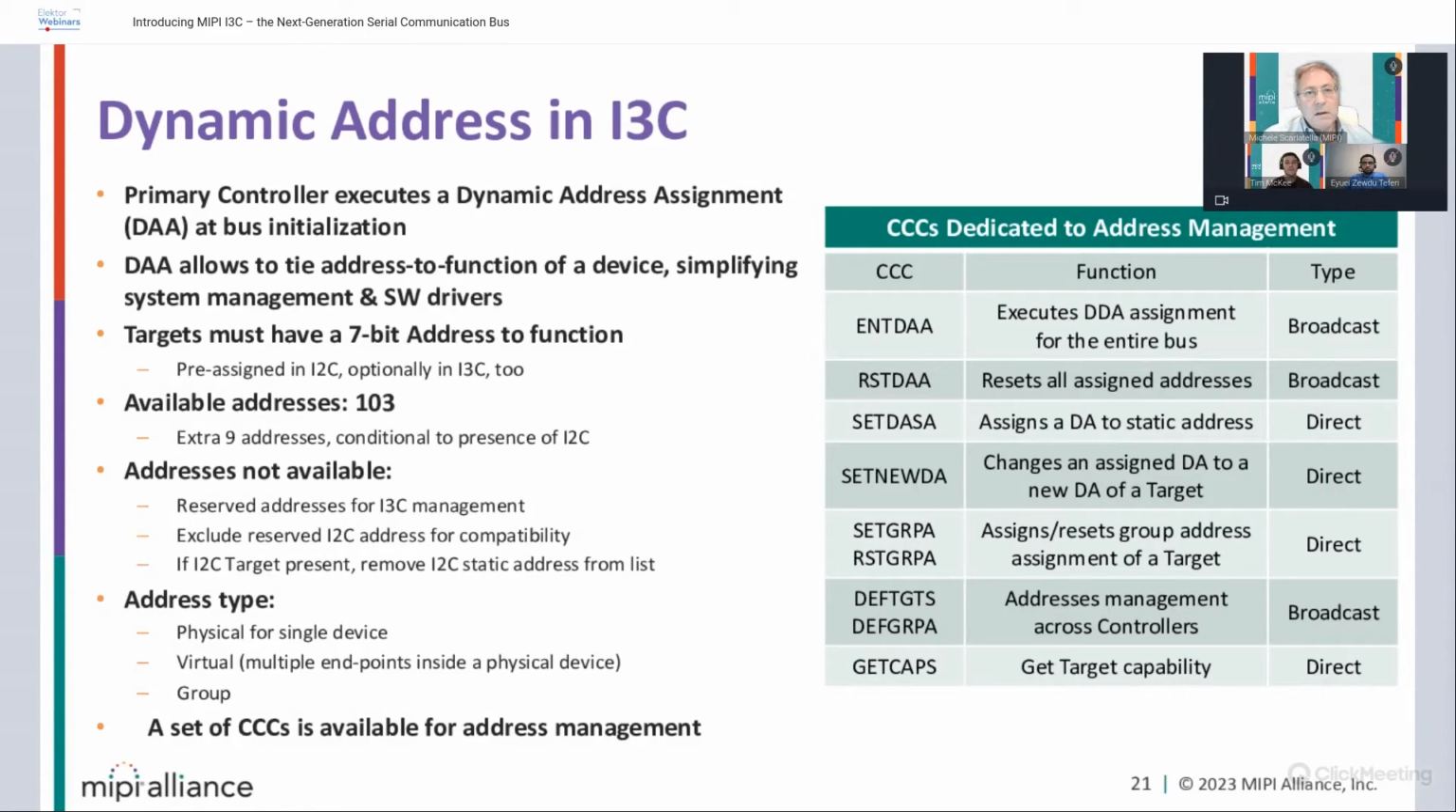In reality, there is a number of reserved addresses that are used by I2C. So the effective number of addresses is less, but it's probably way more than you would need. Because on a real bus, you probably won't have more than 10 to 20 devices on a single bus. So having close to 100 addresses is probably more than enough.